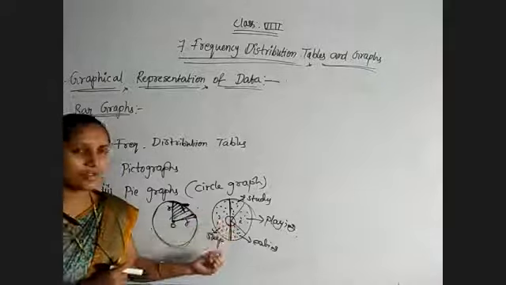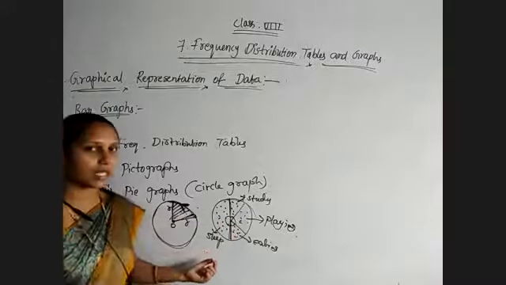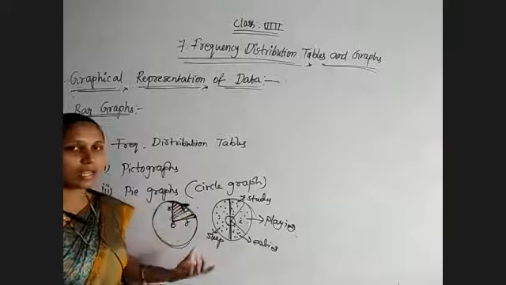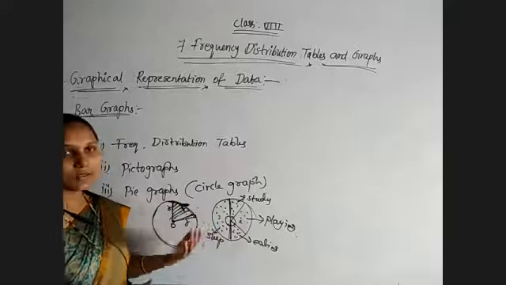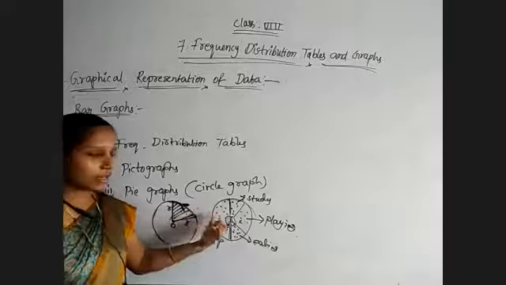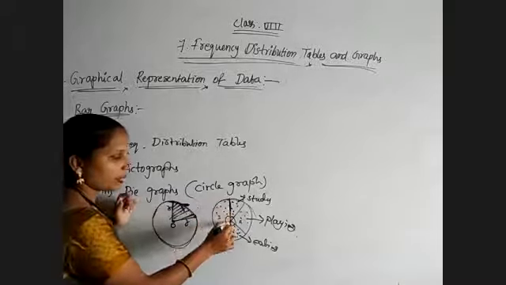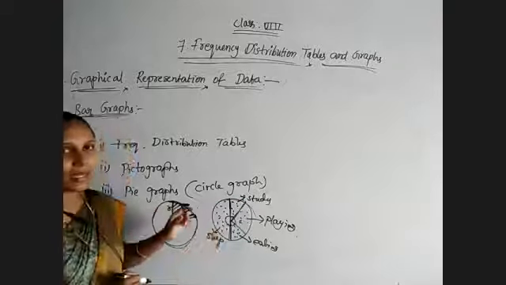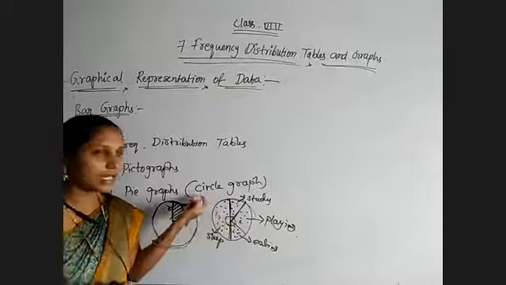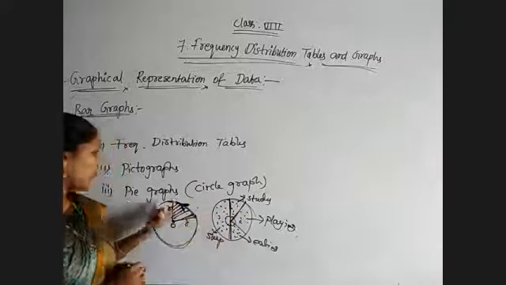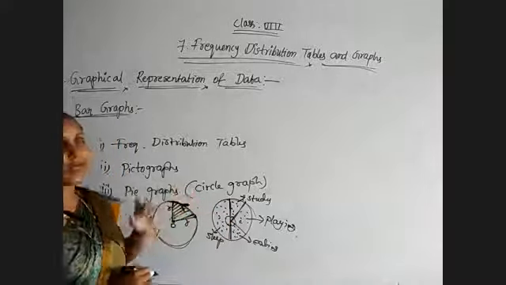Such types of questions you have prepared in 7th class. Pie graphs, how to represent a pie graph, we have studied in the 7th class. Here we are finding angle sectors. So information represented like a circle by using sectors is known as a pie graph or circle graph.